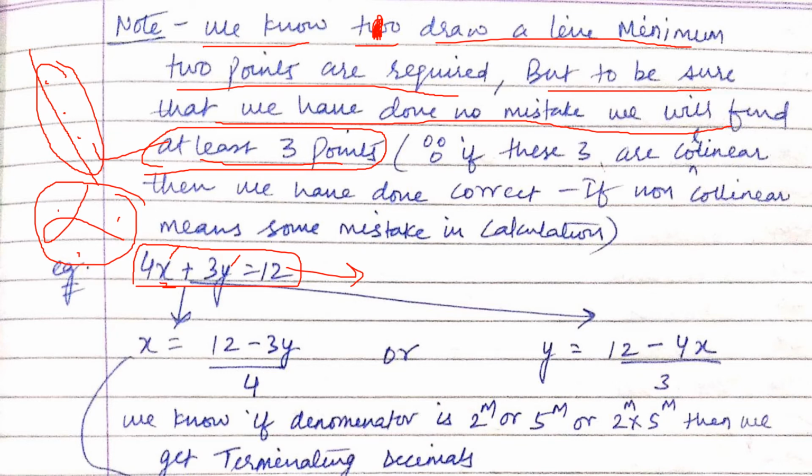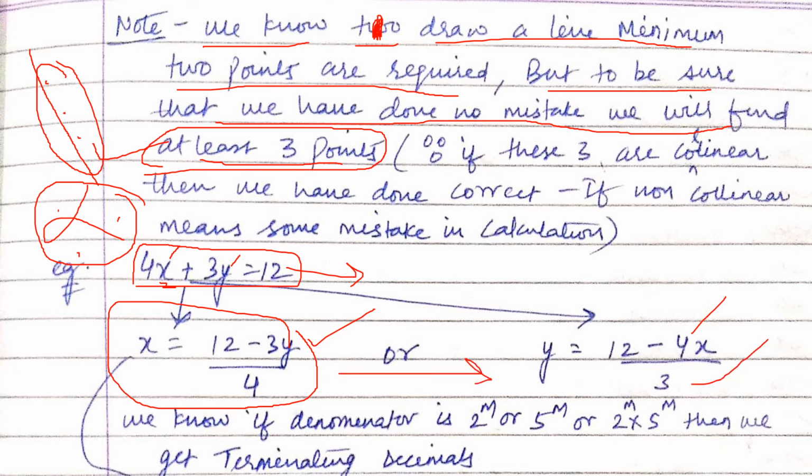This 3y will go to that side, it becomes 12 minus 3y, and this 4 with x will come in division, so we will get x equal to (12 minus 3y) upon 4 as the first machine. The second machine, in which I am isolating y, will be y equal to (12 minus 4x) upon 3. Now we have two machines with us.